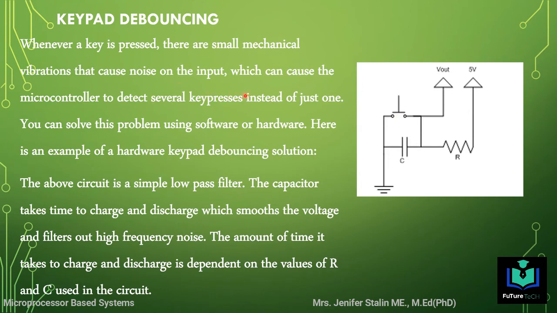So I said that to detect the keypad debouncing, we are using two kinds of techniques, using software or hardware. If it is a hardware technique, we are going to use a low pass filter. The filter has a capacitor and a resistor. The capacitor takes time to charge, and even the capacitor takes time to discharge. That is the work of the low pass filter.